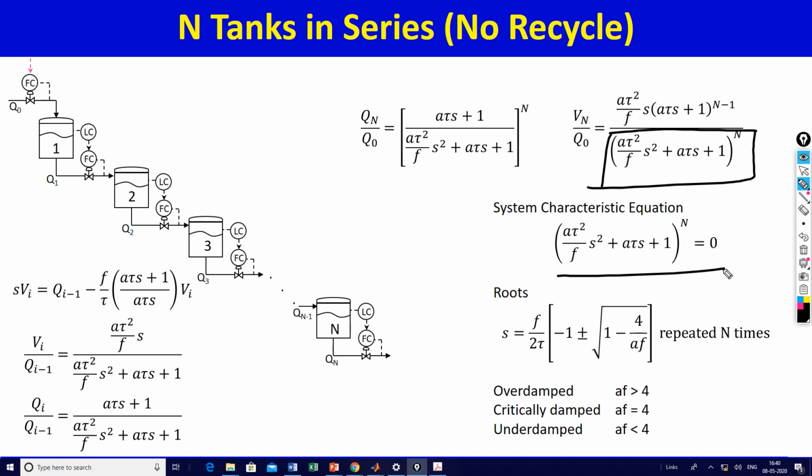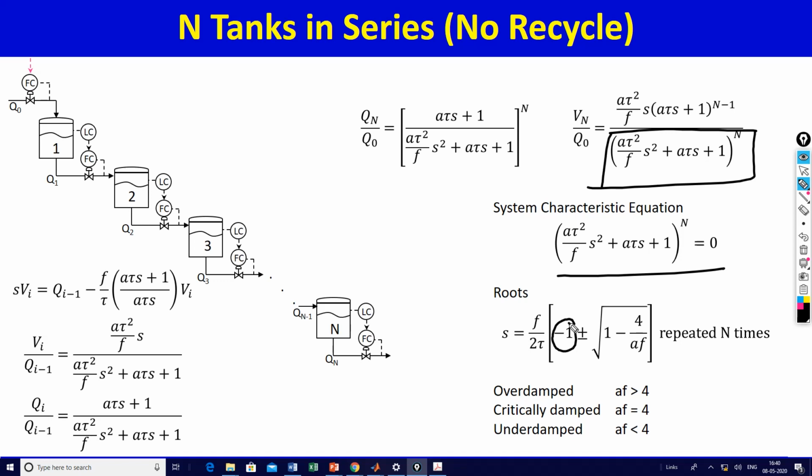if A goes too small, that means you are using very aggressive integral action, then the negative term inside the square root will become very large and you will start getting an imaginary part, complex conjugate, but the real part will always remain negative. So you will always get a stable response.